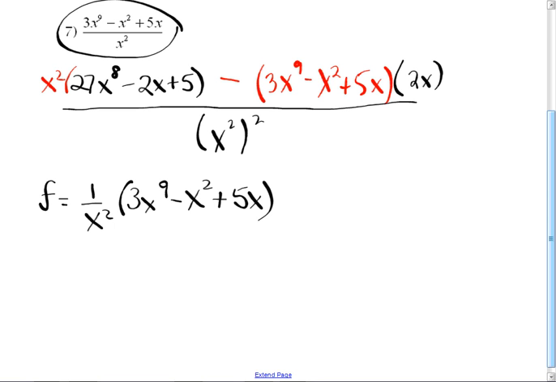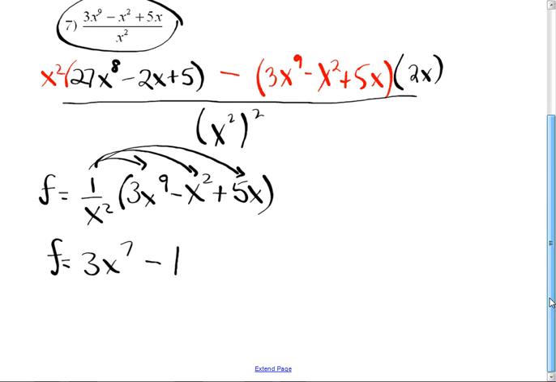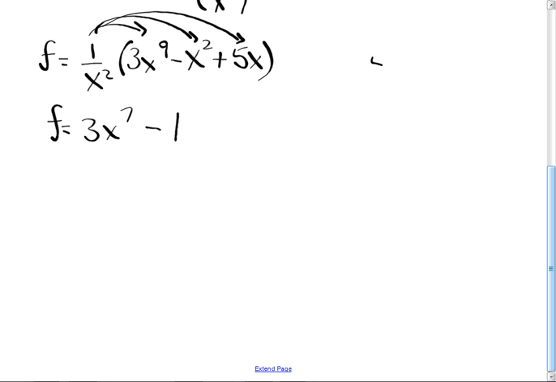And if I distribute the x squared through this, right? What do you do with exponents when you're dividing? You subtract them, right? So this is going to be 3x to the what? 9 take away 2 is 7. We are going to get a negative 1, though. What happens when I do 1 over x squared times x squared? Minus 1. And then this is why I said you might find this harder, but I have to do 5x over x squared. That's 5 over what? X. Or 5x to the negative 1.